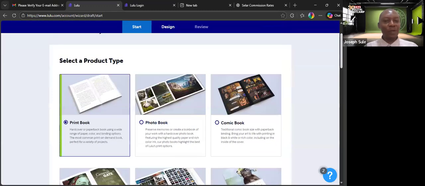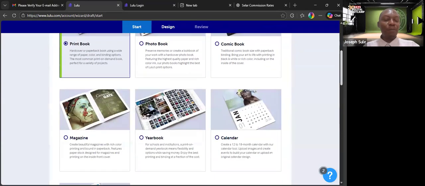Similar to seller, first question is, what kind of project do you want to do? Do you want to print a book? Do you want to print a photo book? Do you want to print a comic book? Depending on what you select, the dashboard will change. Some features will disappear, some features will come up that will help you in achieving that particular project that you want to do.